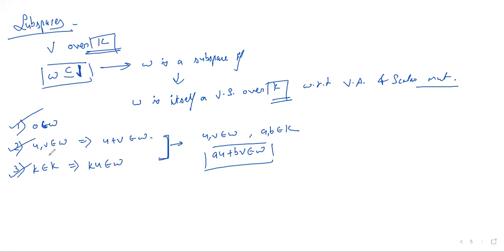Okay, now let's see that for every vector space V, the entire space V, that vector space itself, is always a subspace of V. That vector space, let's say, write it here.